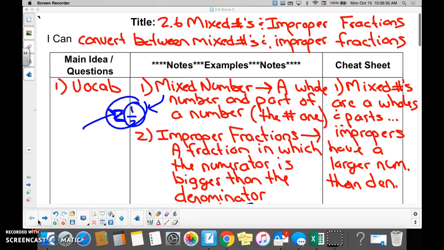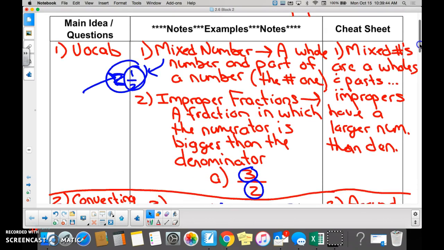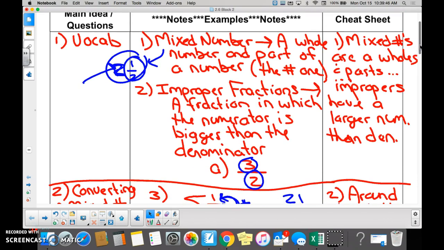0.6 mixed numbers and improper fractions? I can. Oh, I can convert between mixed numbers and improper fractions. And we were all able to do that at this point? Yes. Cool. A couple of items: mixed numbers would be a whole or several wholes and then part of the number. Yes, no? Yes.